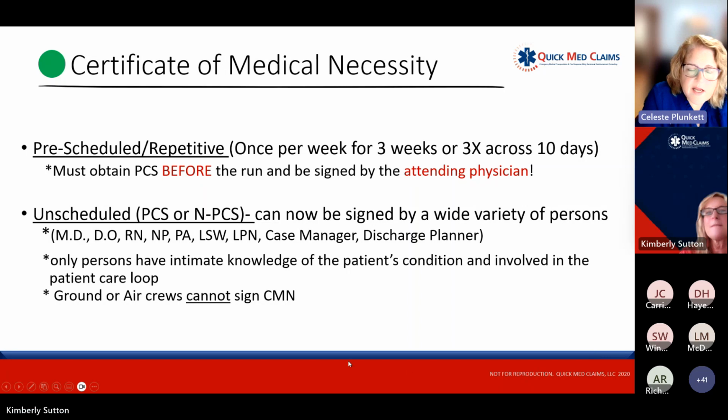And just a side note here, we get asked a lot in compliance about having EMS crews sign the CMN form. That is not acceptable. That will be sent out as an invalid CMN, because it has to be signed by someone who, prior to initiating the transport, has knowledge of the condition. Technically, you don't have knowledge of what's going on prior to the transport. So just make sure that your CMN is filled out ahead of time.